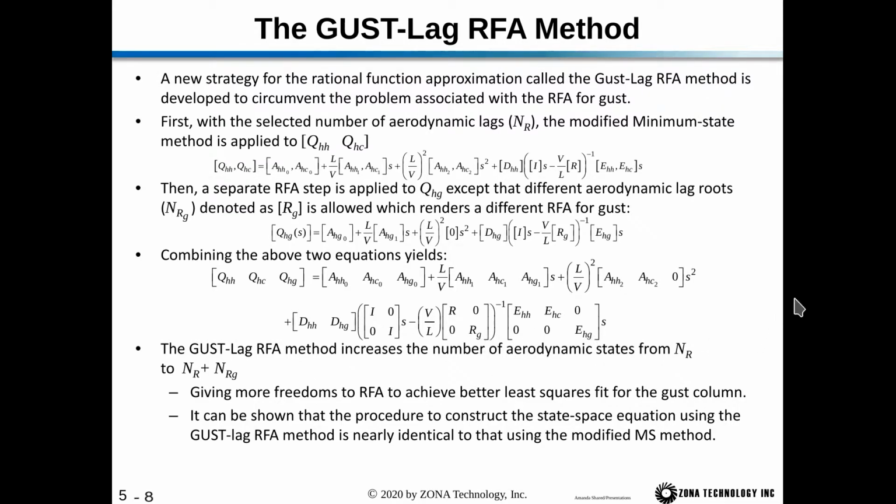Now the GUST-Lag RFA method increases the number of aerodynamic states from NR to NR plus NRG. This gives more freedom to the RFA to achieve a better least squares fit for the GUST column, and it can be shown that the procedure to construct the state space equation using the GUST-Lag RFA method is nearly identical to that of using the modified minimum state method.